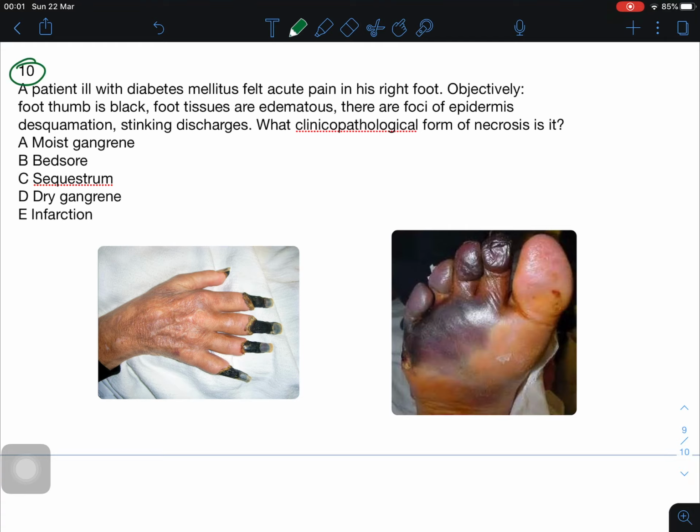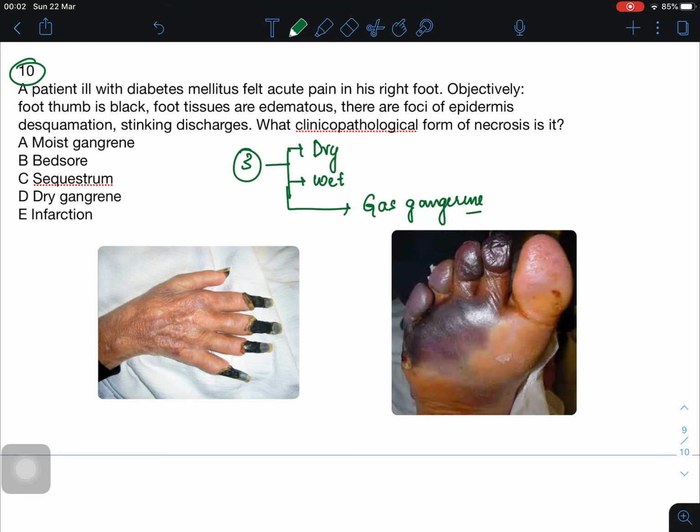So basically he's asking what type of gangrene. We know that this is gangrene, right? Diabetic foot is also called gangrenous foot. We know that it is called gangrene, but we have to morphologically classify what type of gangrene it is. So you have three types of gangrene: one is called dry gangrene, another one is called wet gangrene, and the third one is called gas gangrene.